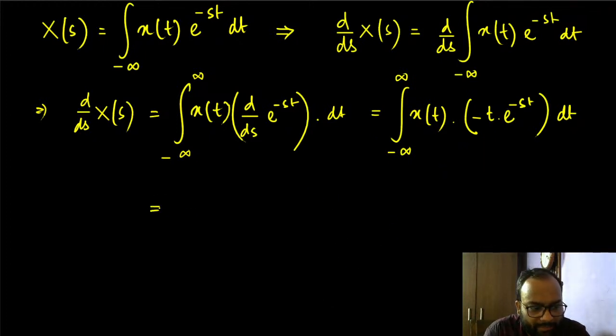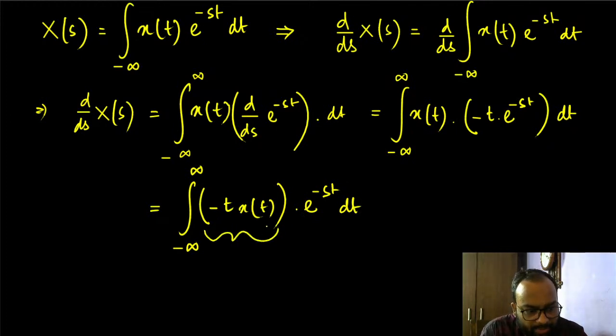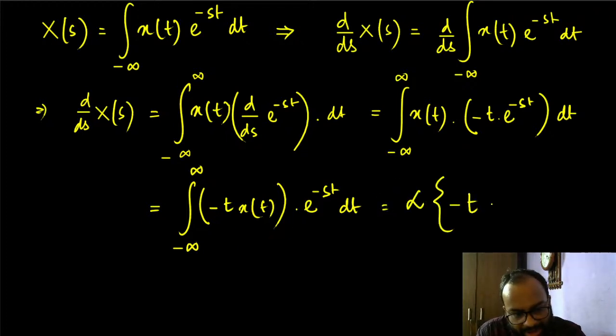So what we are saying is that this is equal to the integration from negative infinity to positive infinity of minus t times x(t), and times e to the power minus st dt. So what is it? By definition, this is the Laplace transform of this quantity, right? So we can say that this is the Laplace transform of minus t times x(t).